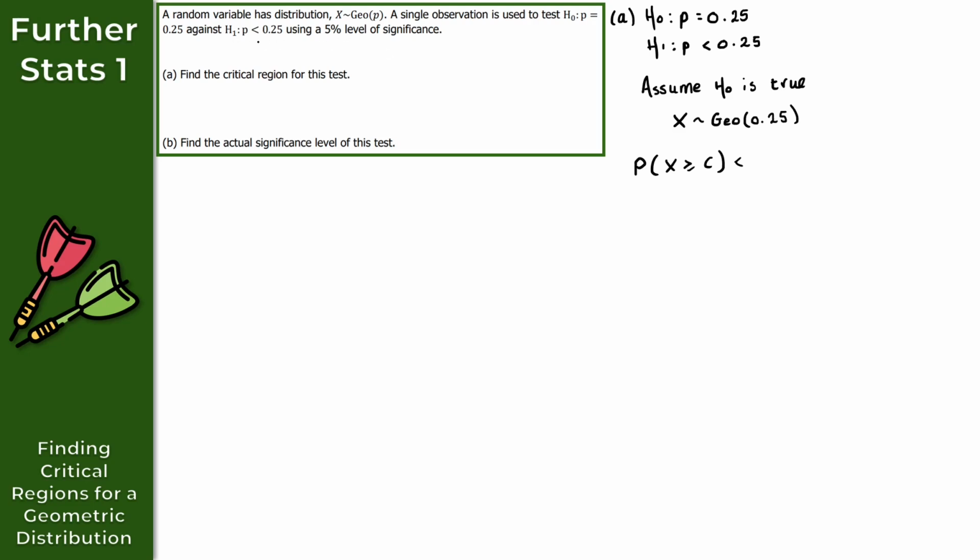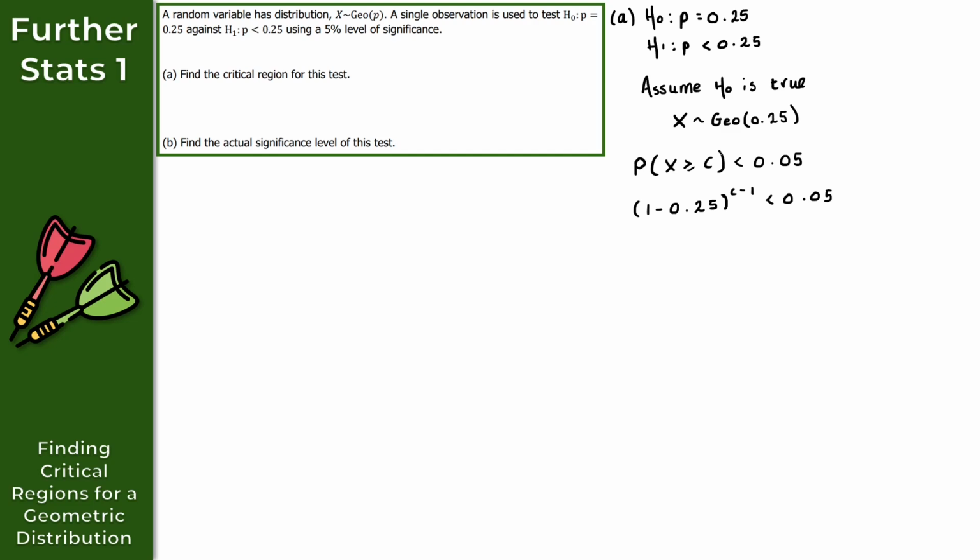Again, we have a one-tailed hypothesis test here, so we don't need to worry about halving the significance level. So this is strictly less than 0.05. Now let's solve this probability. What we need then is 1 minus p to the power of x minus 1 being strictly less than 0.05. So I've got (1 minus 0.25) to the power of x minus 1, where x in this example is c, so that's the power of c minus 1, and this is strictly less than 0.05.